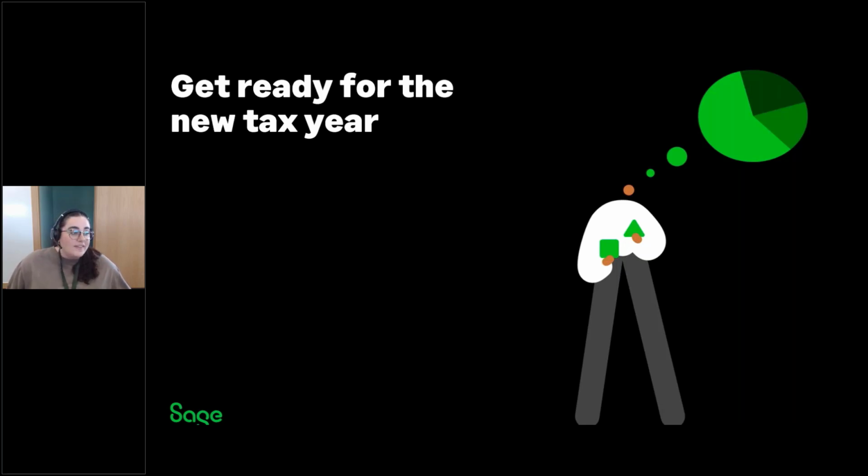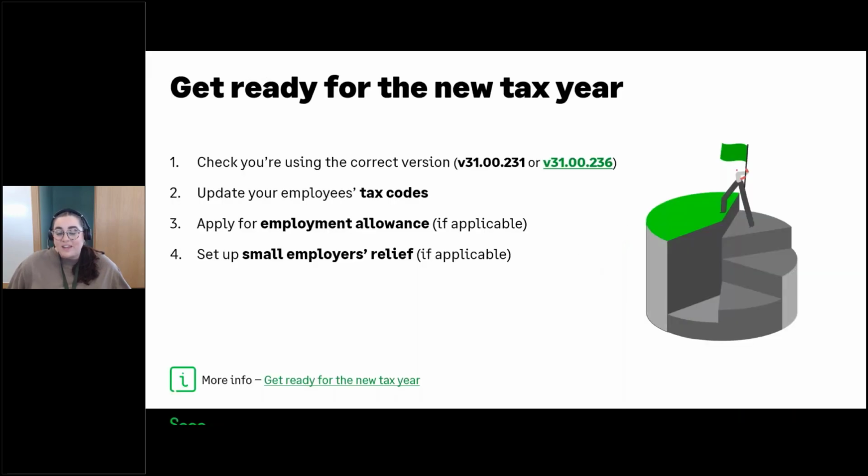But for now, let's take a look at that checklist for getting ready for the new tax year, which is going to start with checking that you're on the correct version number of payroll. So this is version 31.00.231 or higher. And you can check this in help and about in your software, just in that program details section, which is in the top left of the support information page. Second step is to update your employees' tax codes. So this could be the week 1, month 1 flag, or if you've received any individual tax code notices from HMRC for your employees. And then step 3 and 4, so this is applying for employment allowance and then also setting up small employers relief.